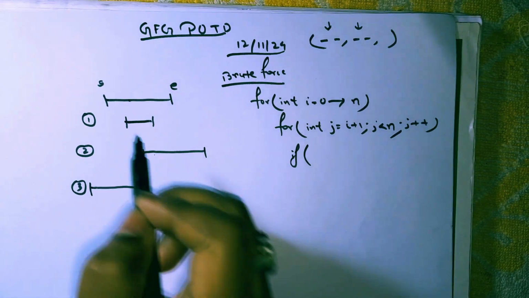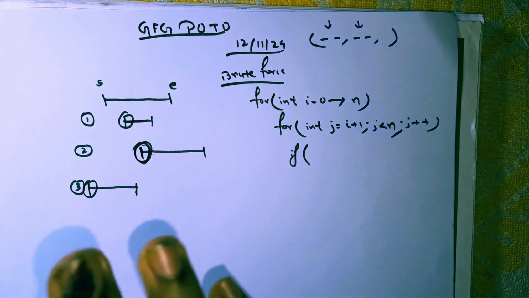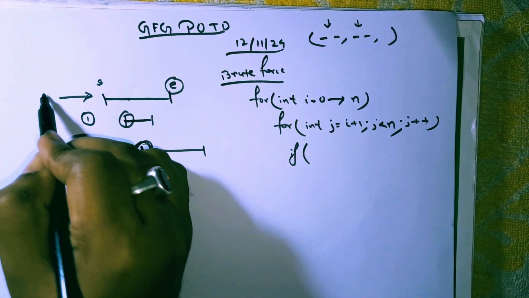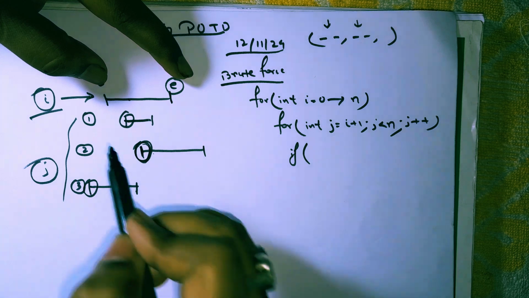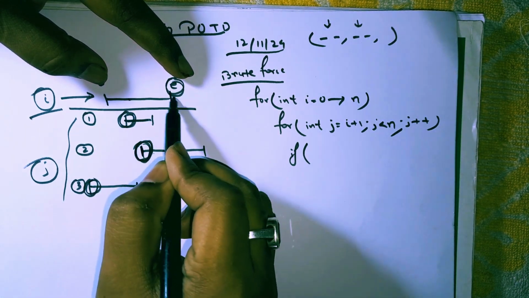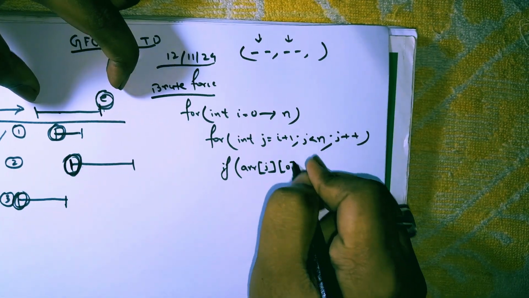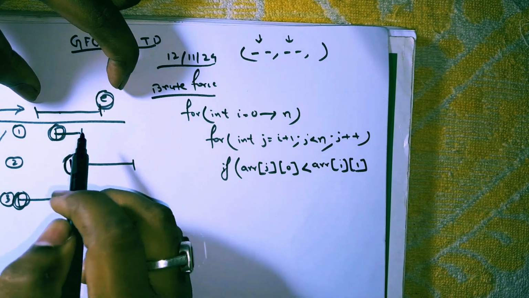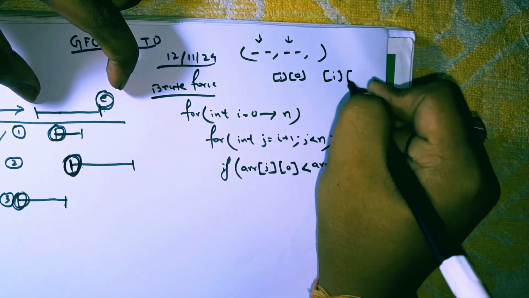And what is the checking condition? The first condition is that my starting index will always start before this end. This is my ith array and this will be my jth. So I am comparing this with this. This starting index will always be before this ending index. So what will be my condition? If arr[j][0] is less than arr[i][1]. Clear? Because [0] is the starting index and [1] is the ending index.